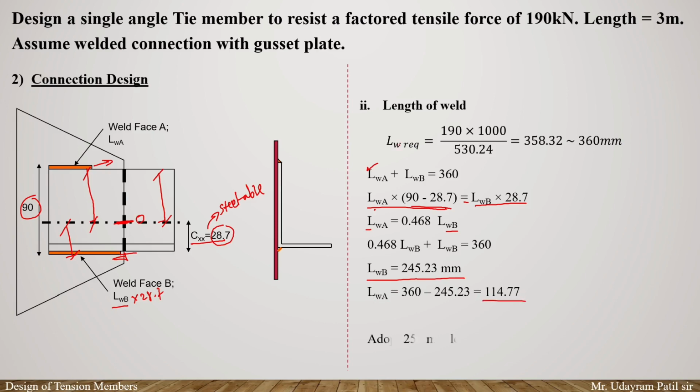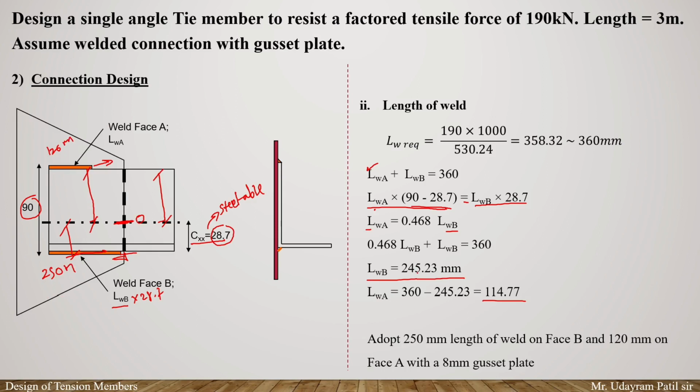Okay, so इसको राउंड ऑफ करके हम क्या करेंगे? Adopting the 250 length of the weld on the face B. Okay, जो भी आपका face B है वहाँ पे आपकी ज़्यादा length है, so here we are going to consider it as 250. At the top we are going to consider it as 120. Okay, नीचे आप क्या करेंगे? 250 mm की वेल्ड प्रोवाइड कर रहे हैं और ऊपर क्या कर रहे हैं हम? 120 mm की वेल्ड प्रोवाइड करिए.